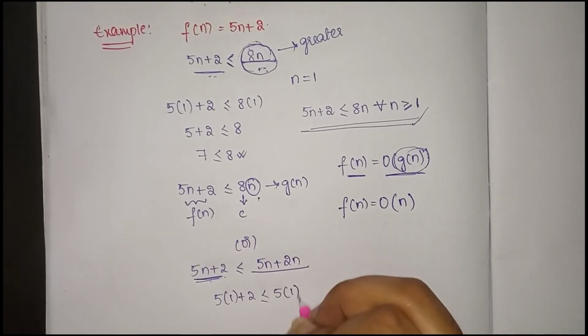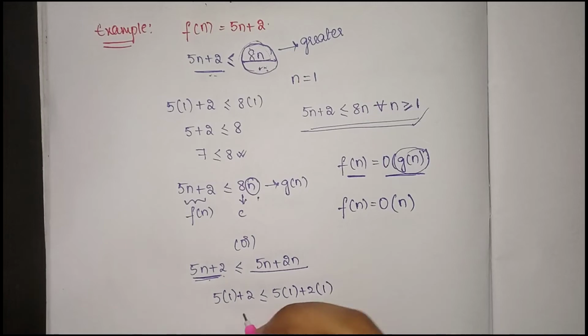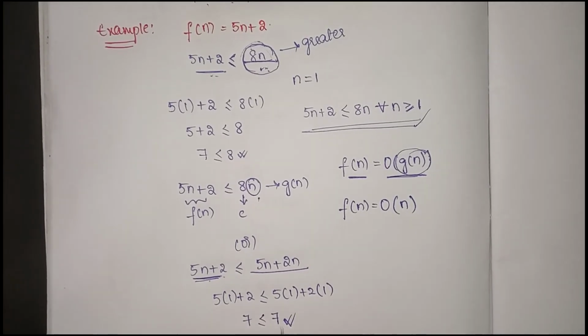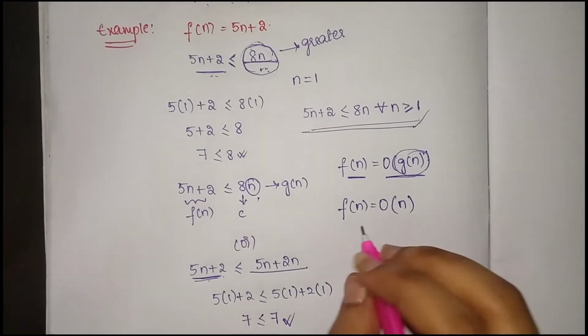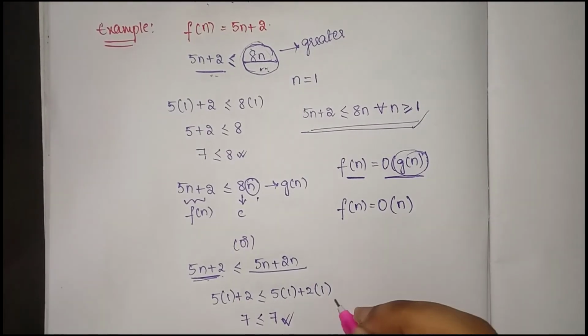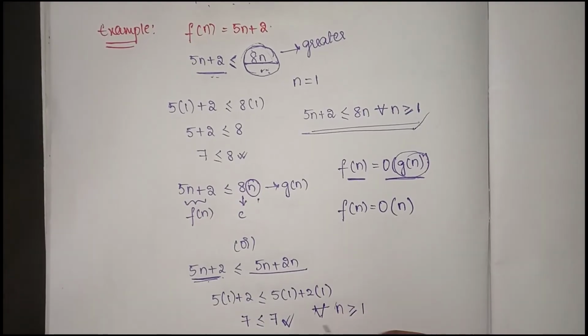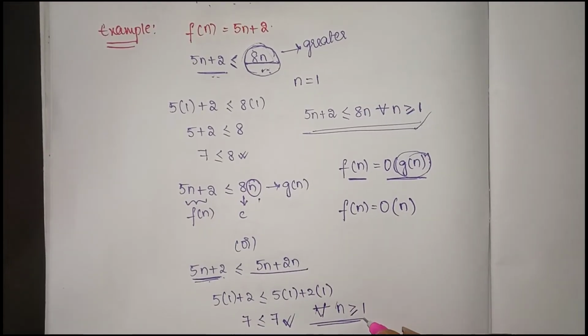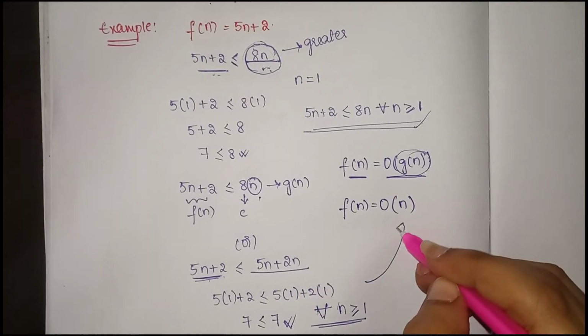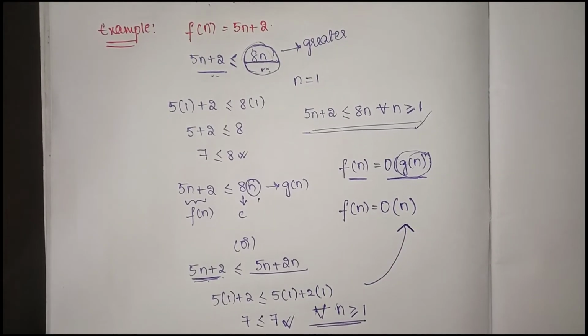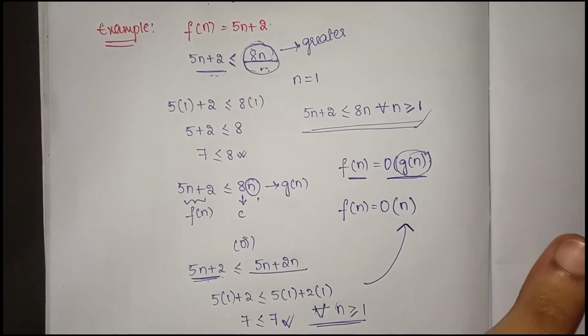to 2 into 1, which means 7 is less than or equal to 7. So the condition is being satisfied. So here, what will be the value of n, which means n is greater than or equal to 1. It is satisfying for all n greater than or equal to 1. So the time complexity will be f of n is equal to big O of n. I hope this point is clear.